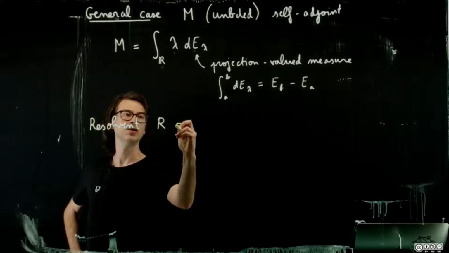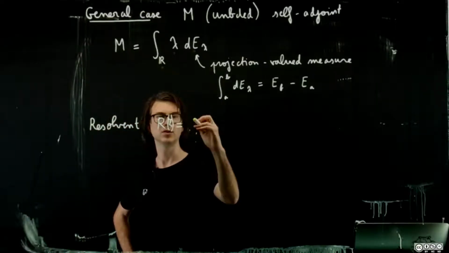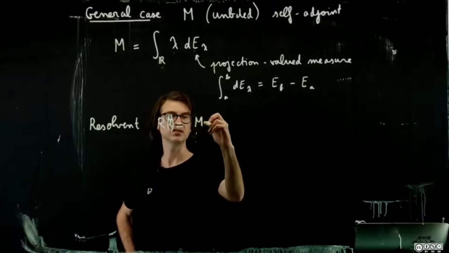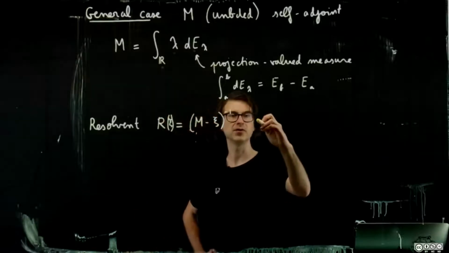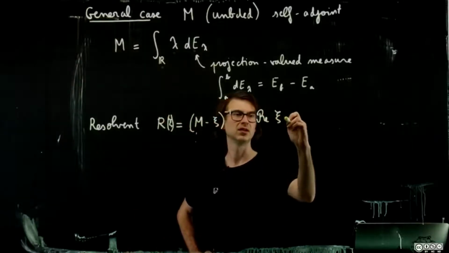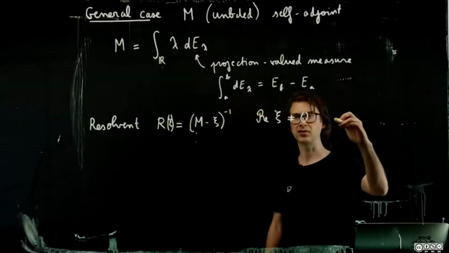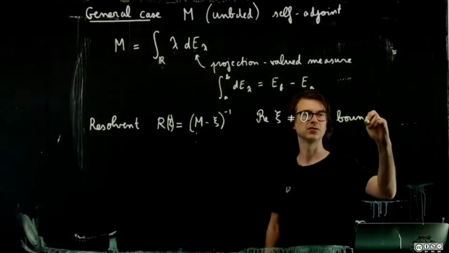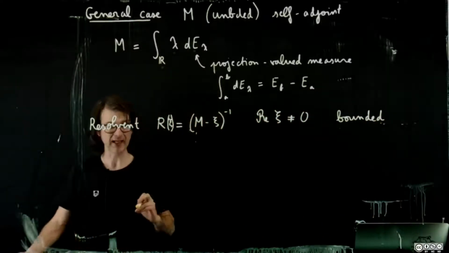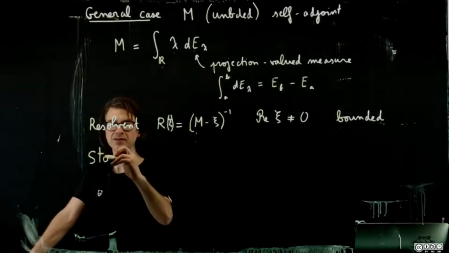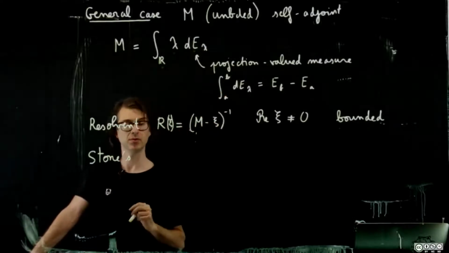So the resolvent R of xi is M minus xi inverse. If the real part of xi is not 0, then this is a bounded operator because M is self-adjoint. Okay, and then Stone's formula gives you a means of computing the projection valued measure.